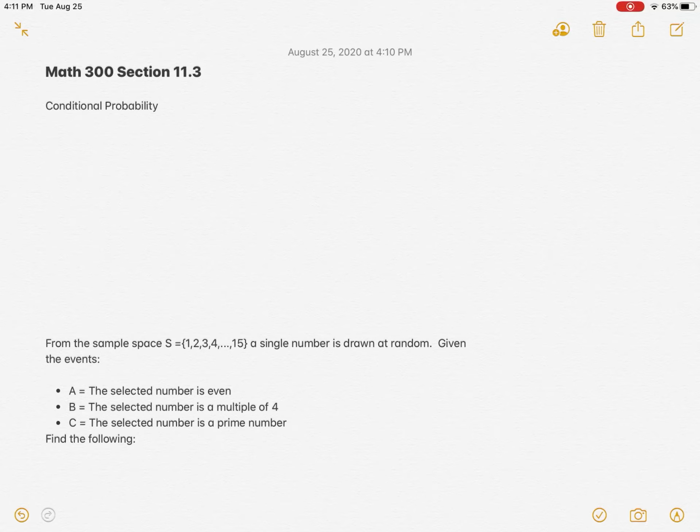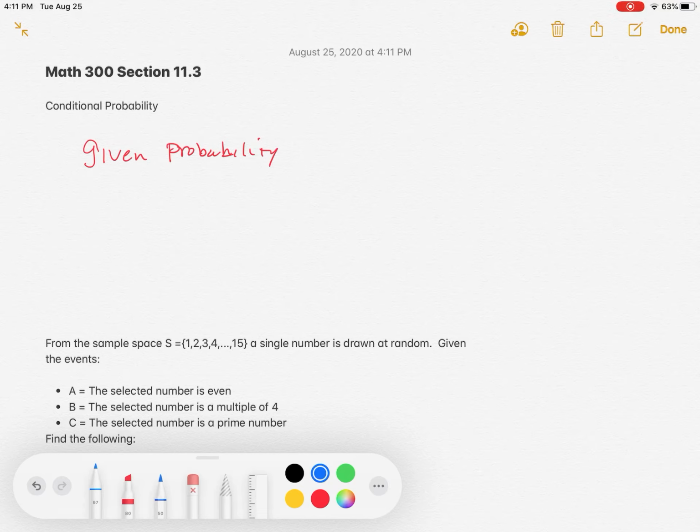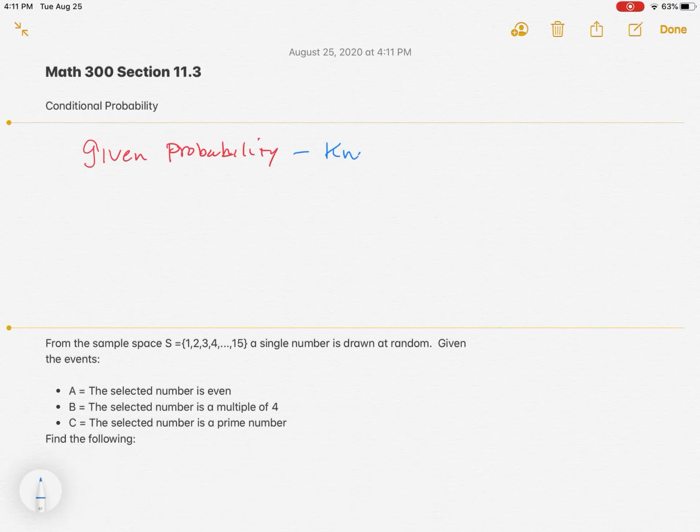Conditional probability is what I decided to type out first, and it is really the first thing that they handle in this section. This is also sometimes called given probability. So what happens in this situation is we know something. The "given" really means we know something about the situation. So typically we're not looking at the entire population.